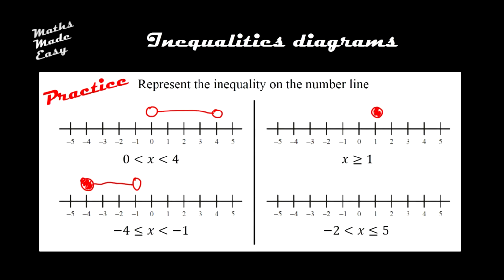We shade it in because it's greater than, and then an arrow going all the way to the edge here. And for this final one here, we would have -2, we have a circle there, we have a circle at 5, and the one at 5 is going to need to be shaded in because it's less than or equal to rather than just less than, and then a line joining them up.